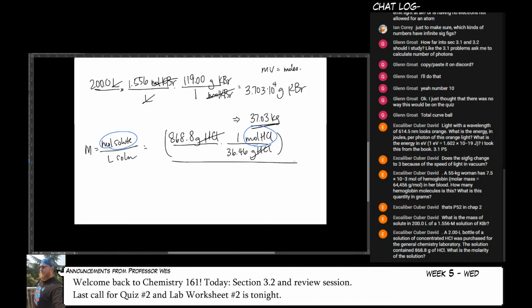But now, since that's the number of moles in parentheses, I'm just going to divide by the volume right here, which would be this. So now I will have moles per liter. So when I do this calculation, I will get a molarity. And I get 11.91 moles per liter.